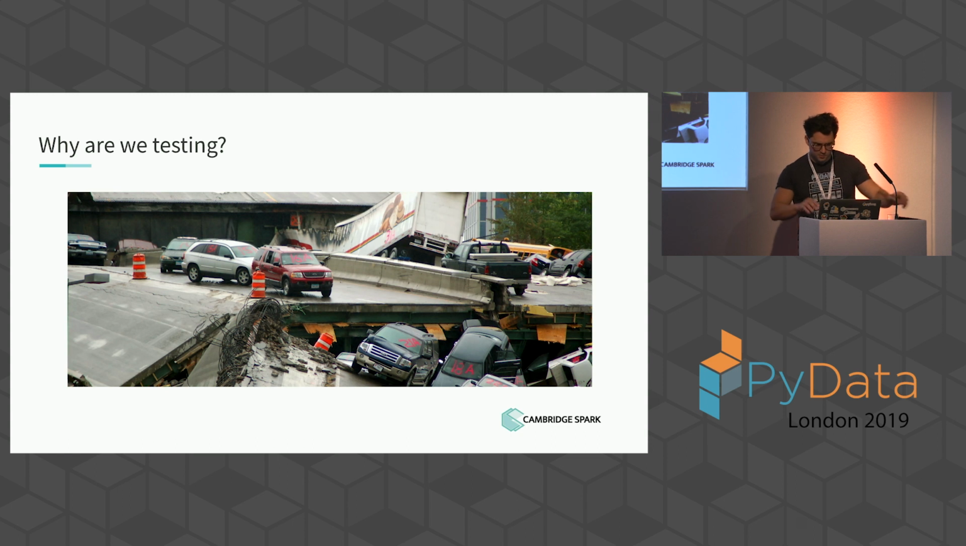Does this look familiar to anybody? So why are we testing? Well, there are different reasons why we want to test, but one of them is we want to avoid this, right? We want to avoid a catastrophic failure in production. Who works in financial services here? If suddenly the transaction processing fails, there's going to be a lot of unhappy people out there. So we want to avoid that.